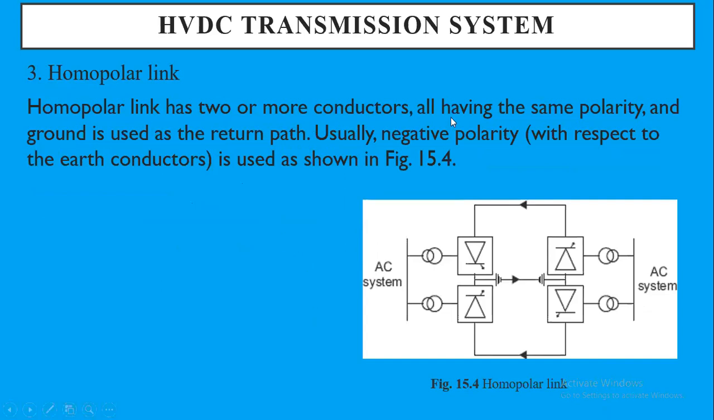Homopolar link has two or more conductors, all having the same polarity, and ground is used as a return path. इसमें use होता है ground as a return path. Usually negative polarity with respect to the earth conductors.